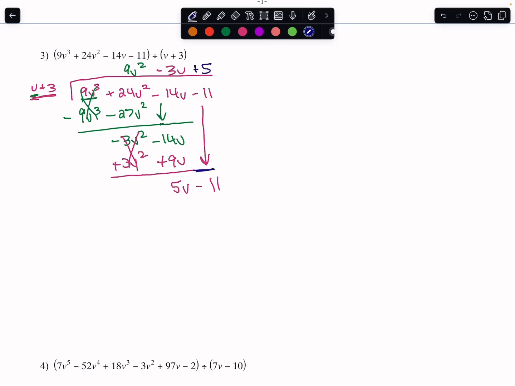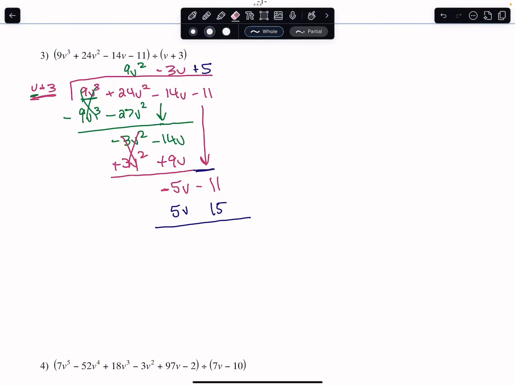Oh, sorry, I made one slight mistake. This should be negative 5v because negative 14 plus 9 is negative 5, which means this needs to be negative 5, because I need these to match. So negative 5 times v is negative 5v. Negative 5 times 3 is negative 15. All right, there we go.